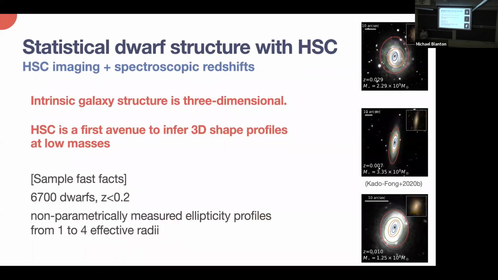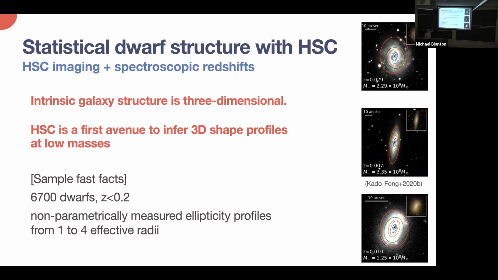Okay. So coming back to harping on HSC as this tool for statistical studies of dwarf structure, what we really want to know about is the intrinsic structure of the galaxy. Galaxies are obviously three-dimensional structures, even though we always see them as projected two-dimensional shapes. And HSC is really the first avenue to infer the three-dimensional shapes of these dwarfs as a function of radius at low masses. To give some fast facts about this particular dwarf sample, these are 6,700 dwarfs, redshift less than 0.2. These are all spectroscopically confirmed, either SDSS or GAMA.